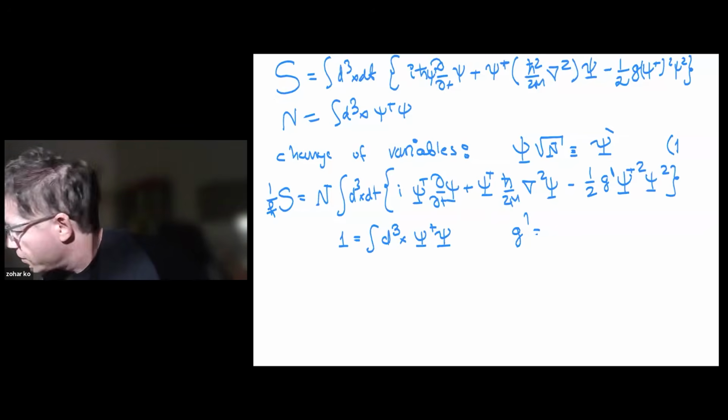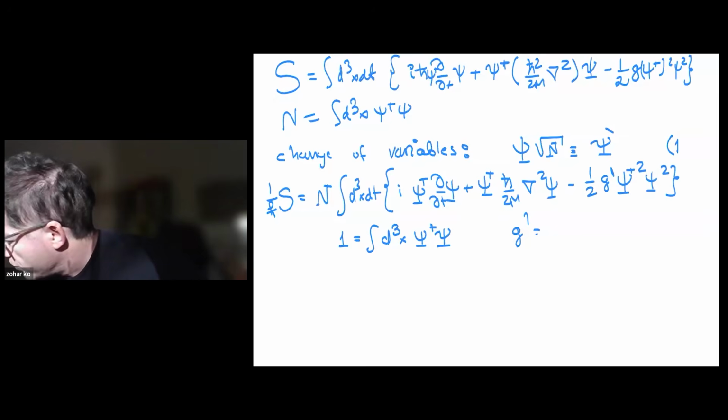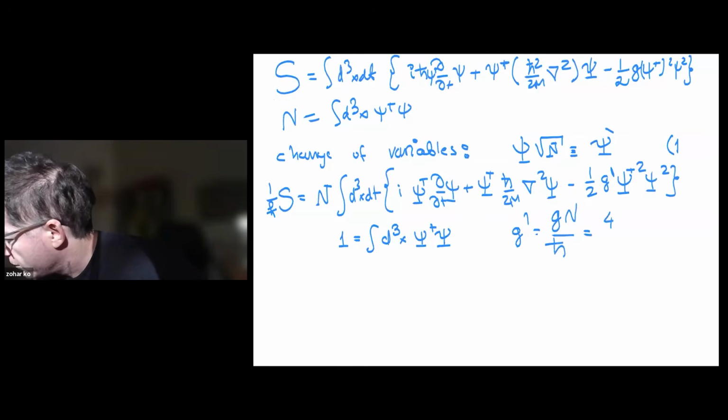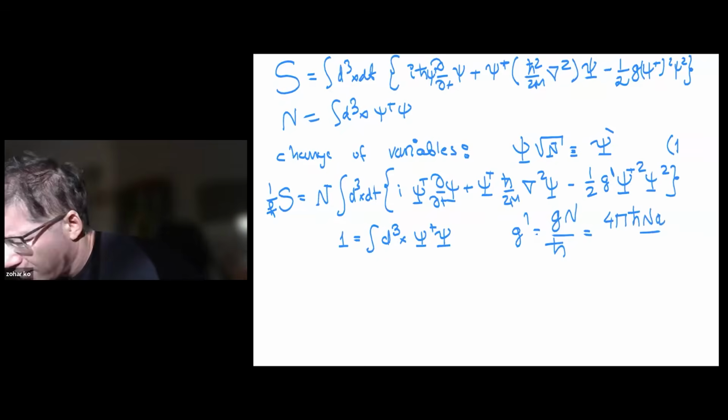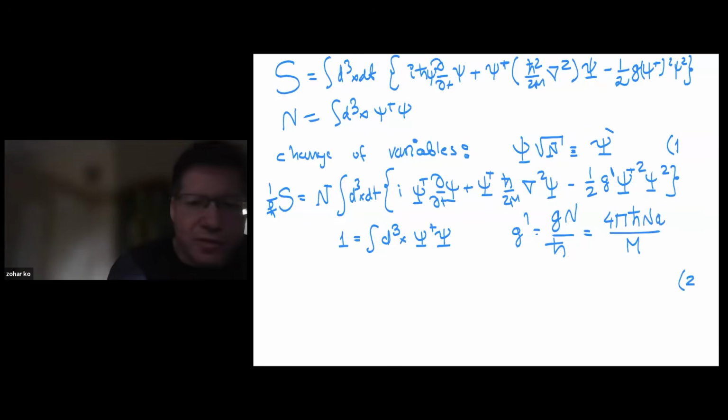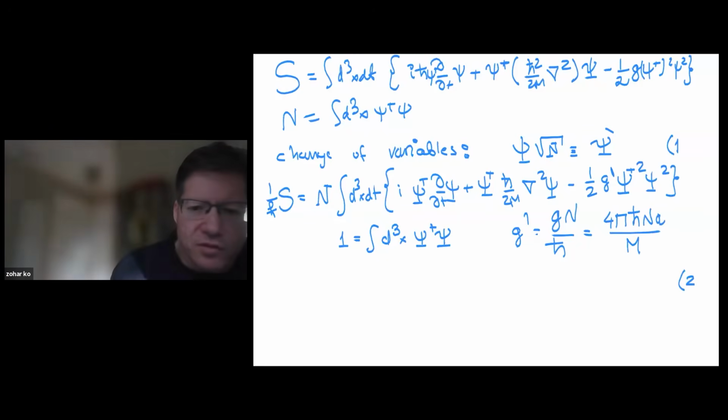So then g prime is g n over h bar. And using the scattering length a, this is 4 pi h bar N a over m. That's step number 1. Now we're going to step number 2. Are there any questions about step number 1? It's just a trivial change of variables.